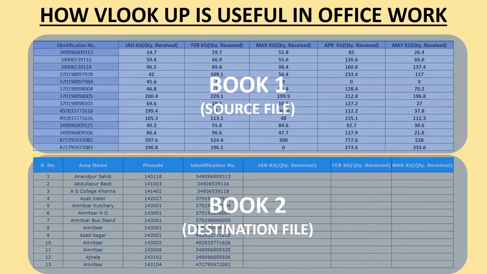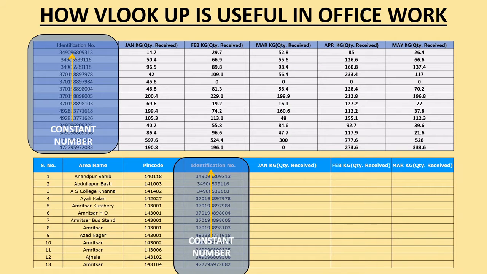So there's a file 1, which is Book 1, a source file from where I have to take the data, and this is Book 2, a destination file where I have to put the data. In VLOOKUP there's a golden rule that one figure should be constant. As I have mentioned, this constant number is present in both the source file and the destination file. Basis that, this will search the value in the source file and enter it in the destination file.